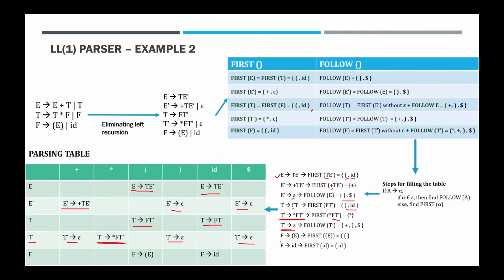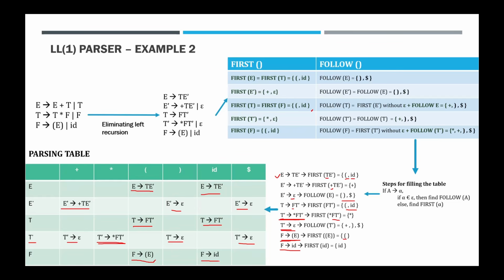The next one, F tends to open parenthesis E close parenthesis. What is first of F here? It is open parenthesis. So just include this production, F tends to open parenthesis E close parenthesis, in this part. Then F tends to ID. What is first of the right hand side? ID. So just include F tends to ID under the column of F comma ID. Is that clear? So this is how we will be filling the parsing table.